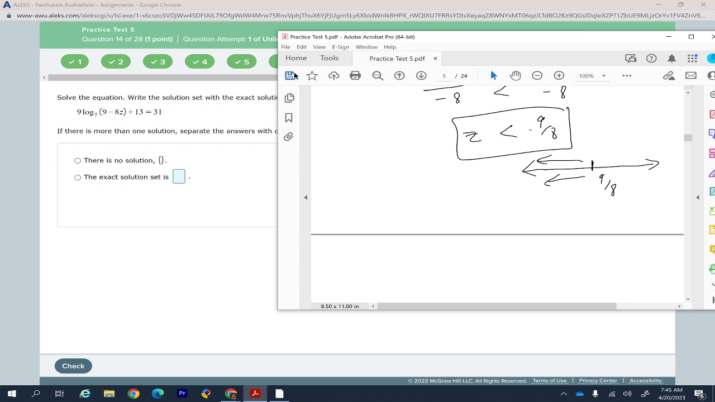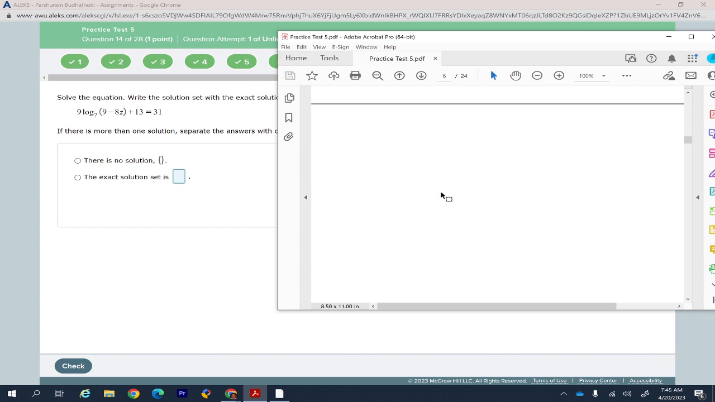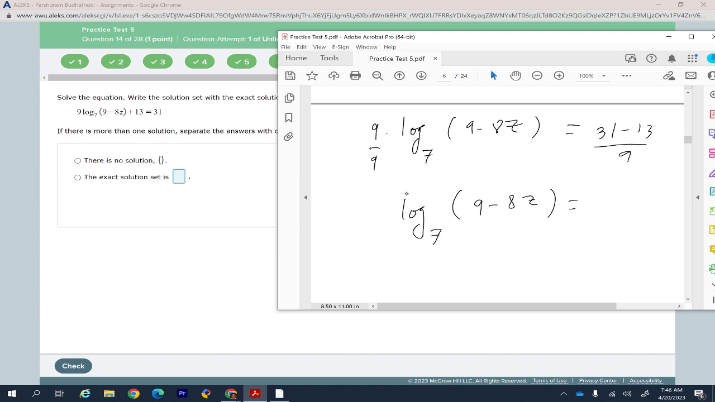Now after finding that information, we can solve this equation. How do we do that? First of all, if there is a log function, isolate the log function, meaning take this log function on the left side, log base 7 of 9 minus 8g, and bring everything else to the other side, so that means 31 minus 13, and after that just divide both sides by 9. That will be log base 7 of 9 minus 8g equals 31 minus 13 is 18, divided by 9 is 2.